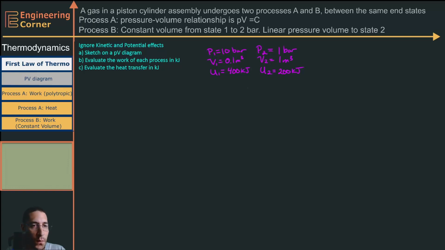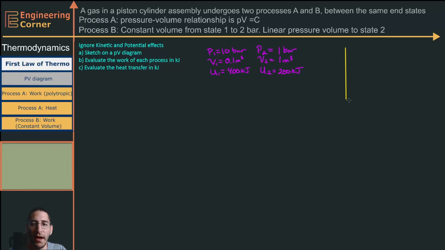We want to evaluate the work of each process, A and B, in kilojoules, and evaluate the heat transfer in kilojoules of each process. We're also given the initial pressure and volume. Our initial pressure is 10 bar, our initial volume is 0.1 meters cubed, and our initial internal energy is 400 kilojoules. Our final pressure is 1 bar, our final volume is 1 meter cubed, and our final internal energy is 200 kilojoules. So let's start by drawing this on a PV diagram.